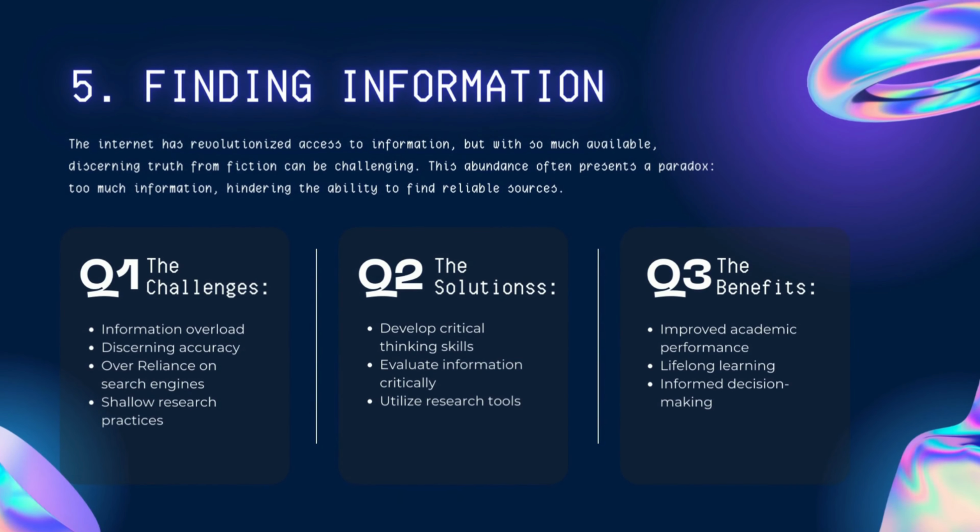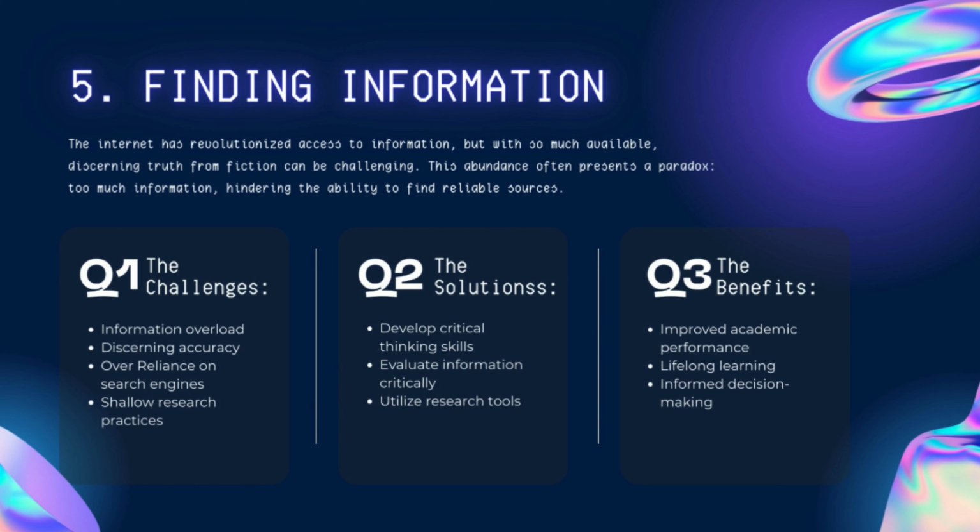Finding information. The internet has revolutionized access to information, but with so much available, discerning truth from fiction can be challenging. This abundance often presents a paradox. Too much information, hindering the ability to find reliable sources. This report explores the challenges students face and proposes solutions to equip them with essential research skills.